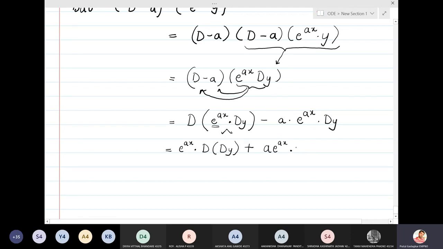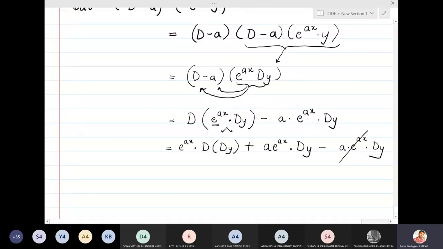क्योंकि मैंने पहले का derivative ले लिया है. Second function is (D minus a) into e raised to ax into Dy. But again, this term and this term get cancelled. So this is e raised to ax into derivative ka derivative, which is the double derivative, D square y. So what have I observed?